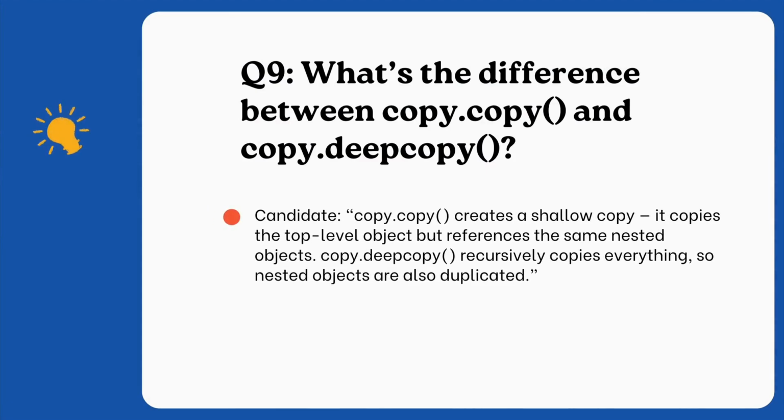What's the difference between copy.copy and copy.deepcopy? copy.copy creates a shallow copy. It copies the top-level object but references the same nested objects. deepcopy recursively copies everything, so nested objects are also duplicated.